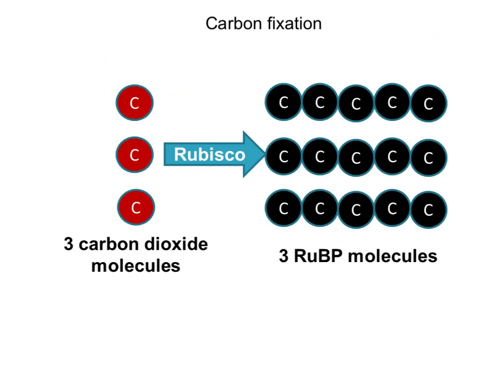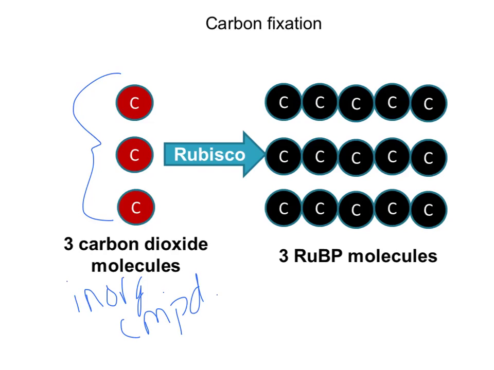So our carbon fixation is going to happen when the molecules of CO2 from the atmosphere, these guys over here in red, because these are the molecules that came from my inorganic compound, the CO2 in the atmosphere. So I've got 3 CO2 molecules that are joined to 3 molecules of what's called RuBP, ribulose bisphosphate. You don't have to know its name, you just need to know RuBP.